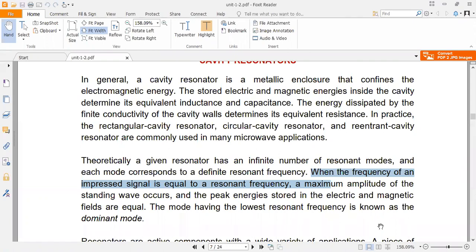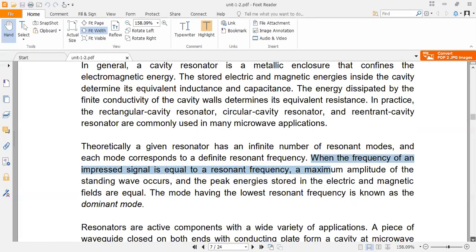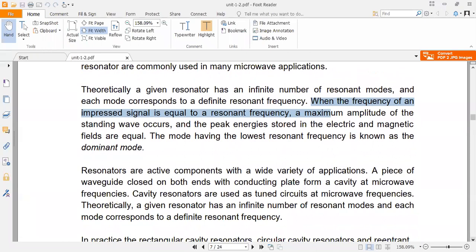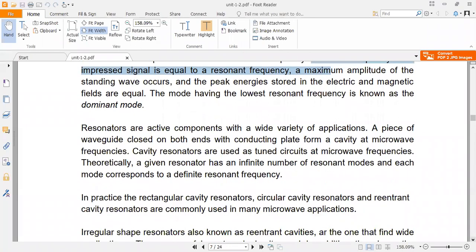The peak energies are stored in the electric and magnetic fields at resonance. At resonance, the energy stored in the magnetic and electric fields becomes equal. That frequency is known as the resonant frequency. So what is the dominant mode? The mode having the lowest resonant frequency is known as the dominant mode.